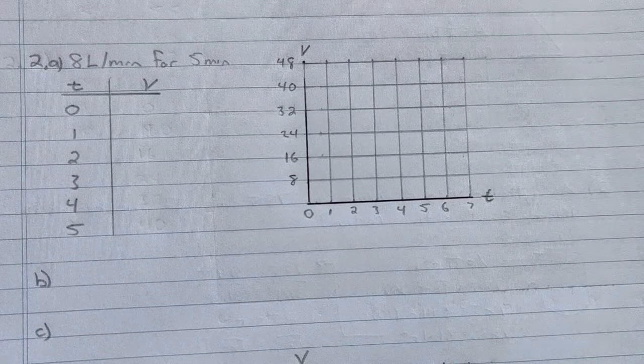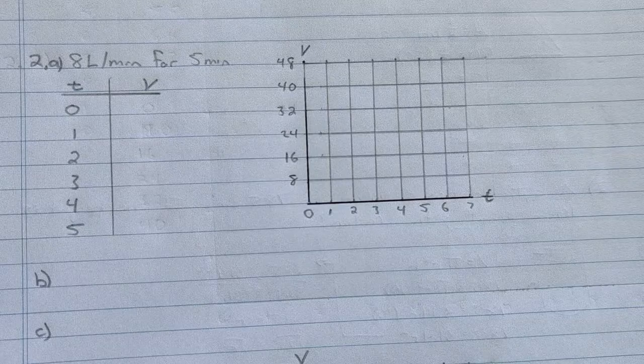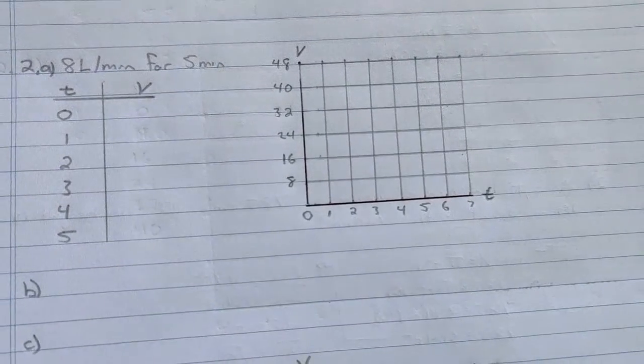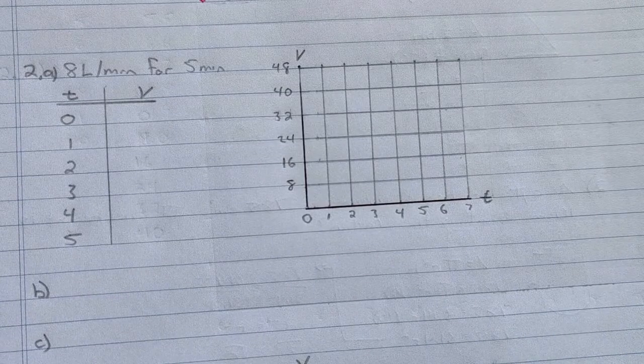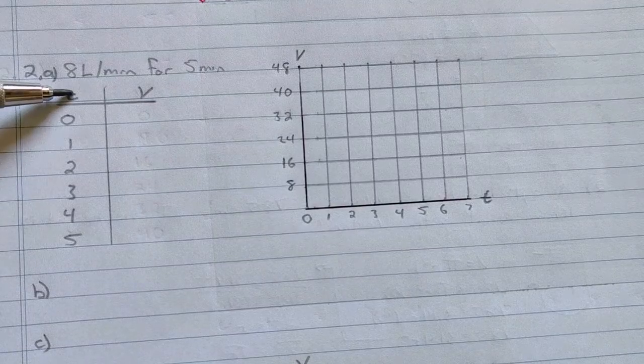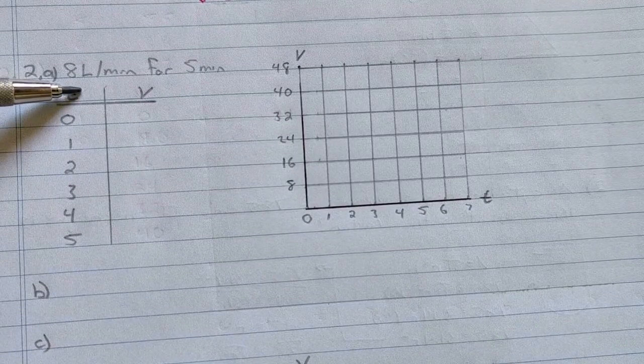But if you're in my case, where I just have some line paper here, you can turn that line paper perpendicular. All right. So looking at this one here, we were filling the bathtub 8 liters per minute for 5 minutes. So I set up a t-chart.